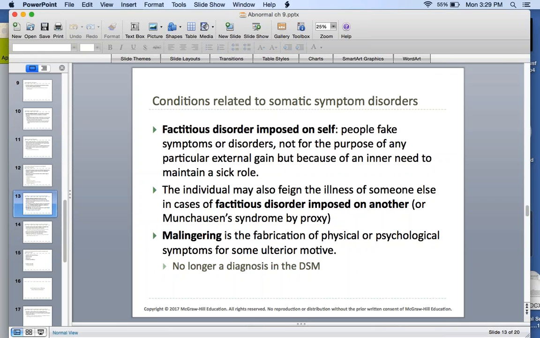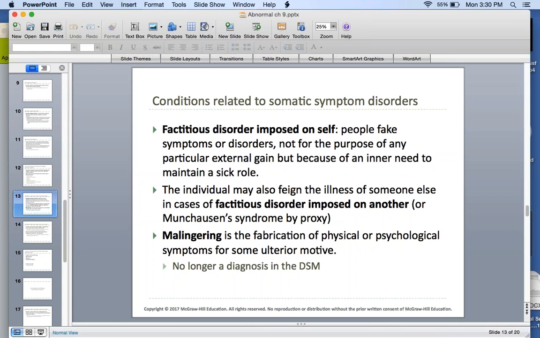Sometimes people continue to make themselves sick so they stay in the hospital. Most people don't like being in the hospital. There are some people who love being in the hospital and love the sick role. And they end up with a lot of testing that's done and they would put themselves through a lot in order to maintain this sick role. And that would be the external gain. The external gain is people coming over and loving on them and bringing them food and telling them how strong they are. Okay, so that's fictitious disorder imposed on self.